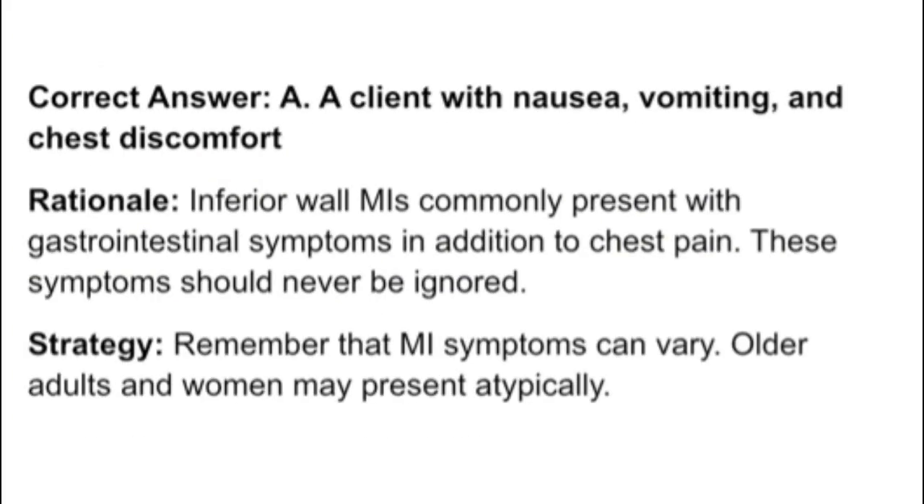Correct answer: A. A client with nausea, vomiting, and chest discomfort. Rationale: inferior wall MI commonly presents with gastrointestinal symptoms in addition to chest pain. These symptoms should never be ignored. Strategy: remember that MI symptoms can vary. Older adults and women may present atypically.